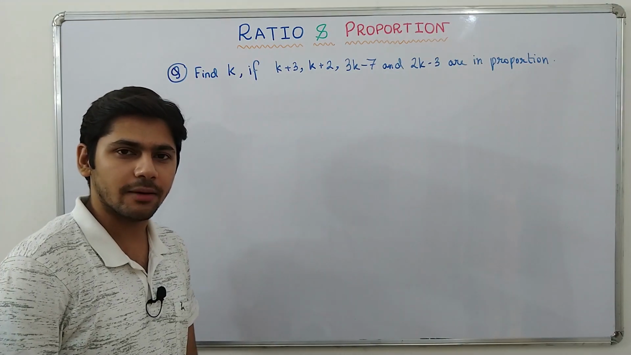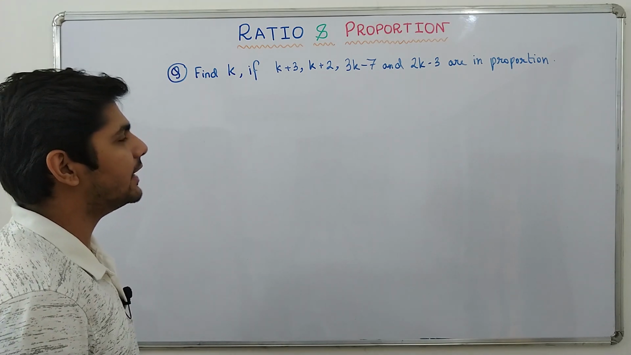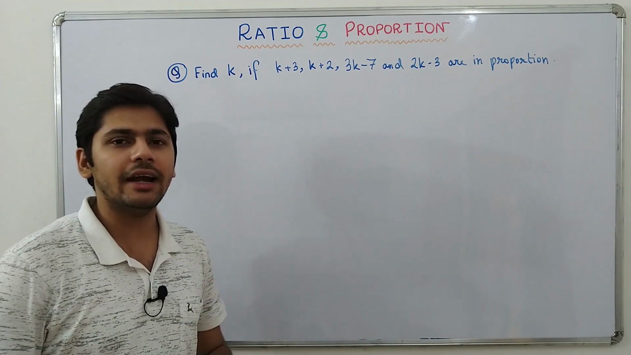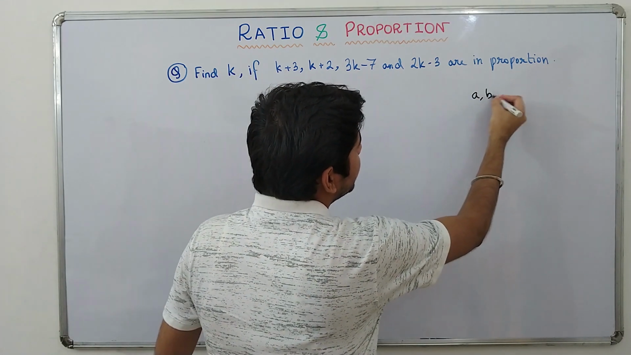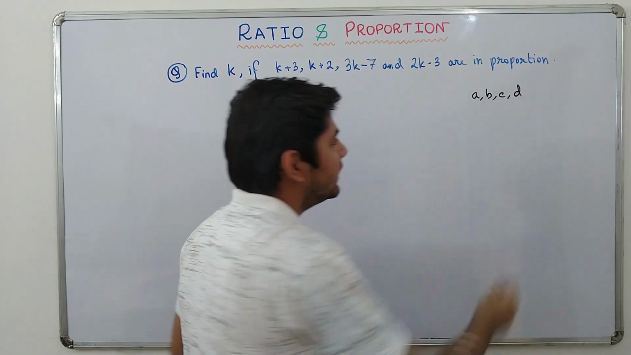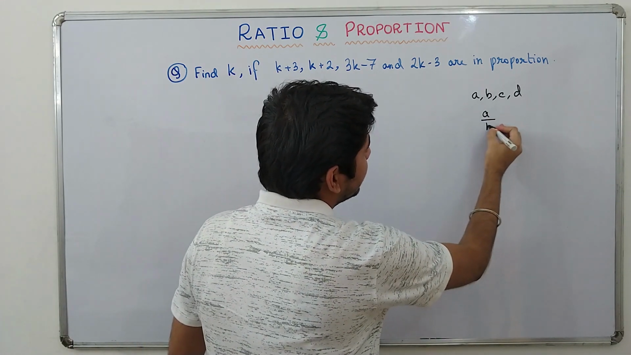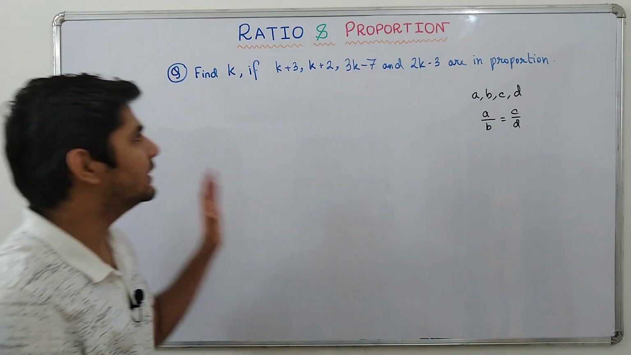Moving on to the second sum. Find k if k plus 3, k plus 2, 3k minus 7 and 2k minus 3 are in proportion. In the first part I told you that if 4 elements A, B, C and D are in proportion, then A by B will be equal to C by D. We will use this property in this sum.